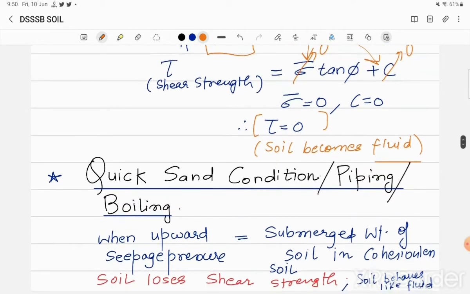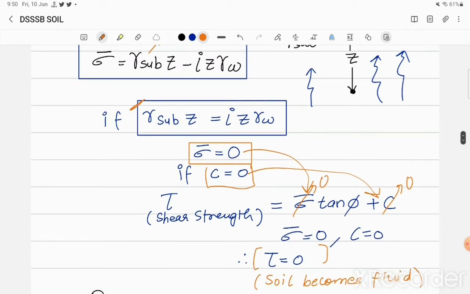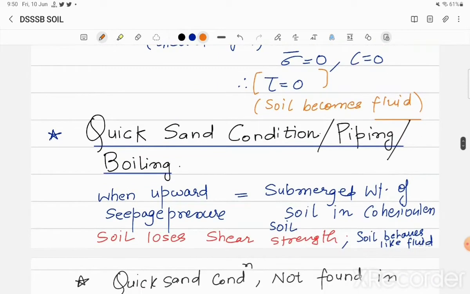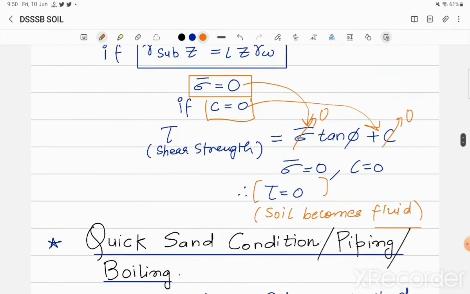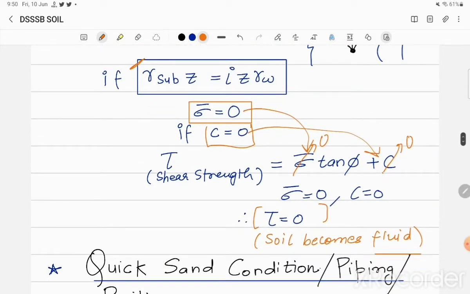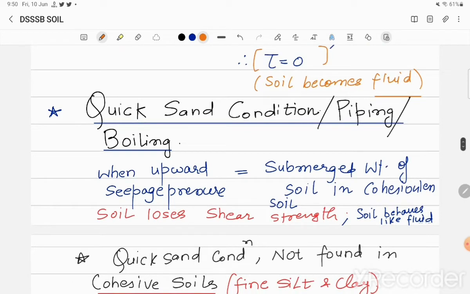So this particular situation in which the net effective stress becomes 0 when seepage pressure is equal to the submerged weight of the soil, because z and z would be cancelled here, is called the quicksand condition, or also piping and boiling. So what is quicksand condition?